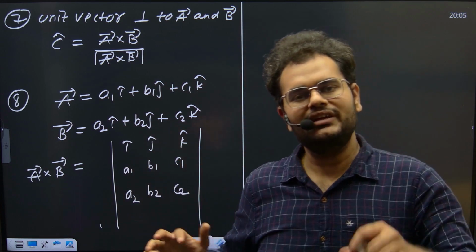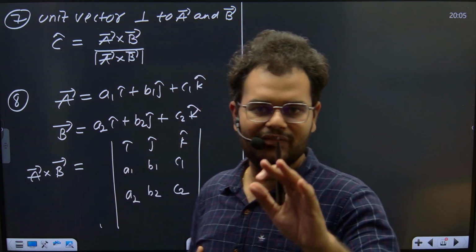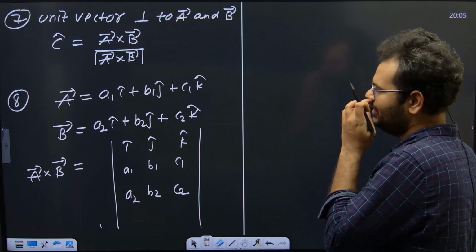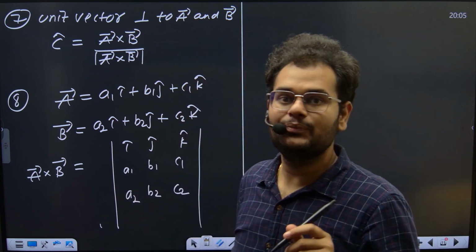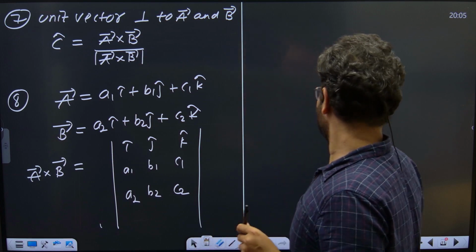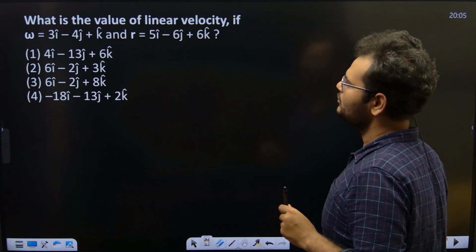Are you intelligent enough to expand that determinant? Anyway, in one question we will expand. So how many properties are these? 8 properties I have discussed. So on the basis of these properties, let us solve the question.